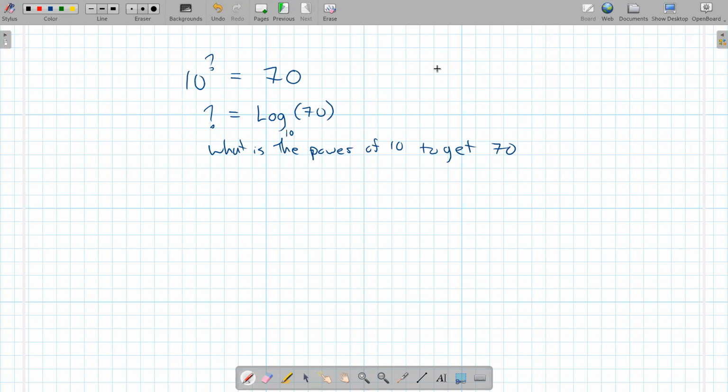Right? And the thing here is a logarithm is an exponent. Log is exponent. What was the exponent here? It was the question mark. What's the log equal to here? It's the question mark.